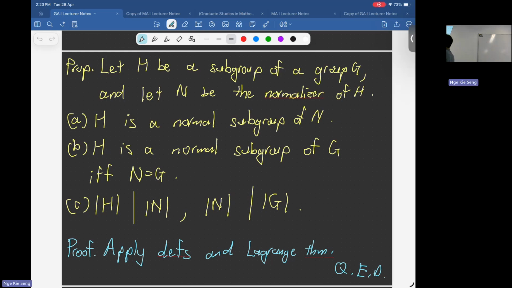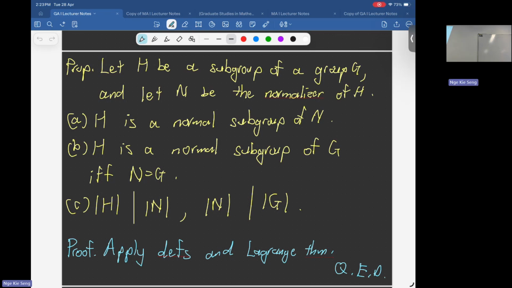I think C follows from A and B because they are subgroups of N. Wait and see. So N is a subgroup of G. I think you can show it directly, and then H is a subgroup of N by A. H is a normal subgroup of N.